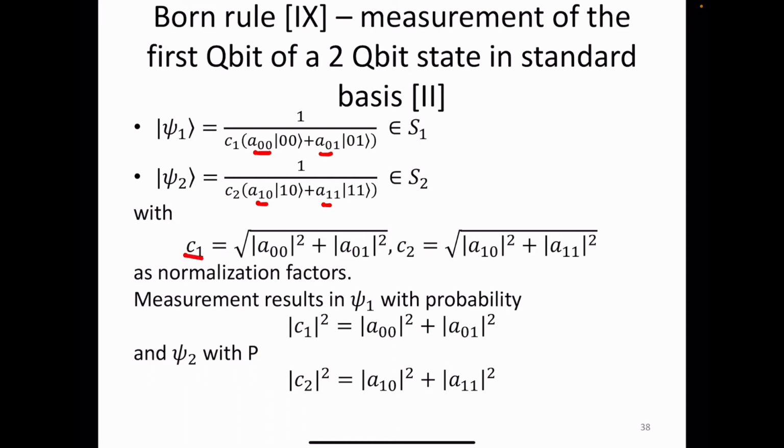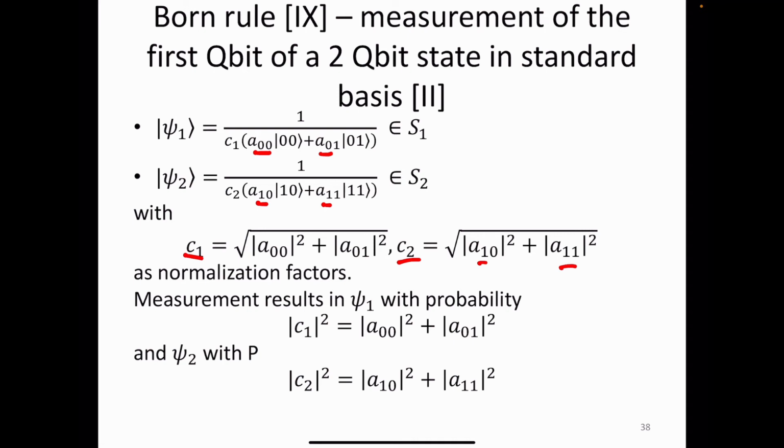For the state psi sub 1, we have the normalization factor C sub 1 containing the squared probability amplitudes for both possible states containing 0 in the first qubit. And the same we have here for C sub 2, where we have the probability amplitudes for both states that can contain a 1 in the first qubit once we measure the system.